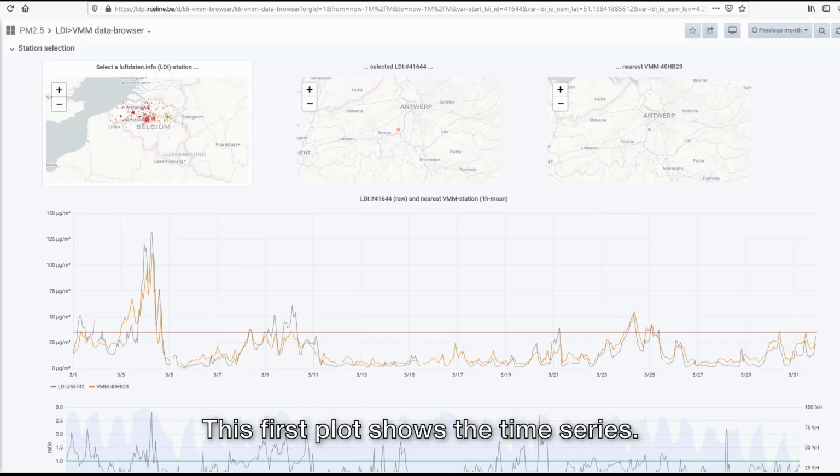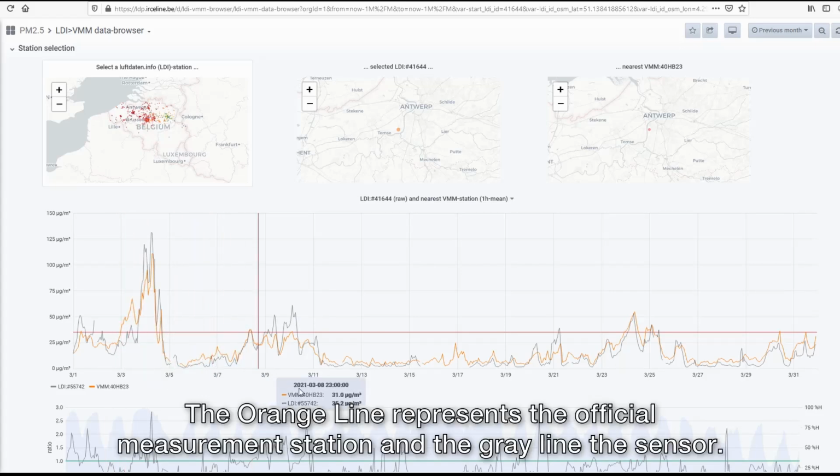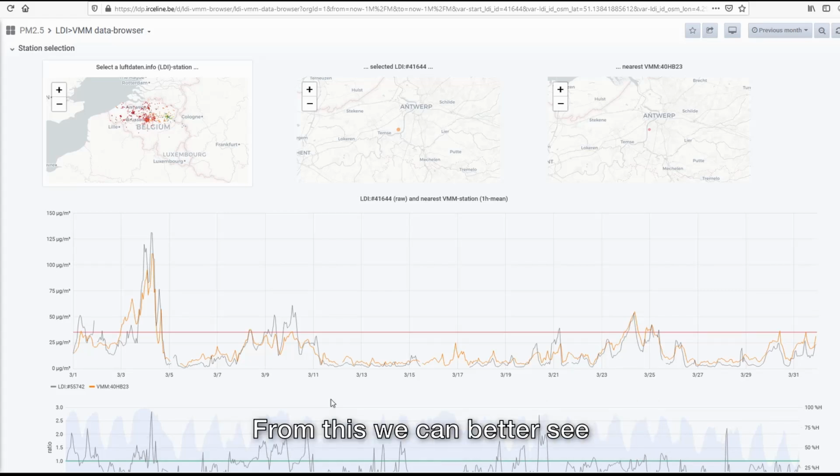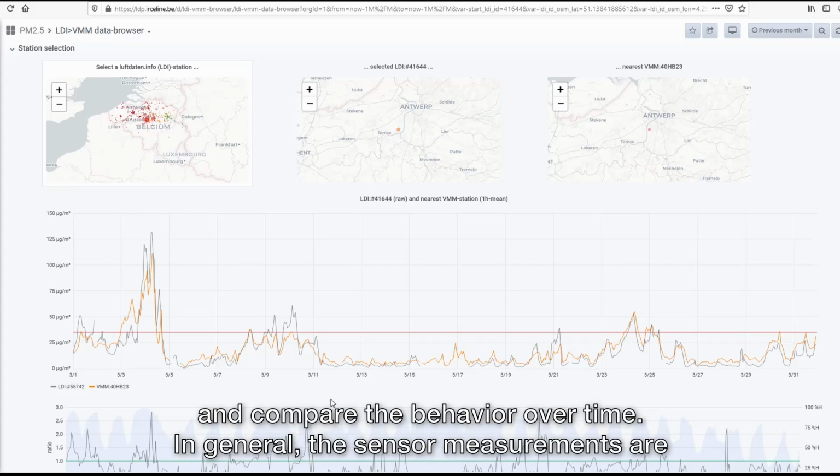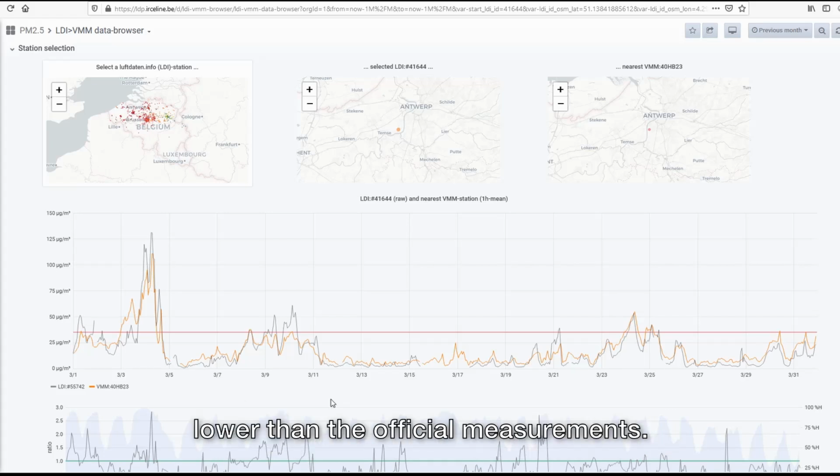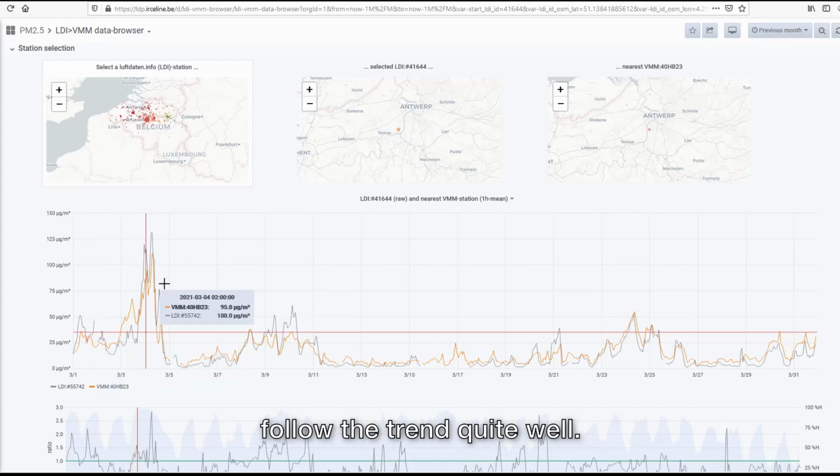This first plot shows the time series. The orange line represents the official measurement station and the gray line the sensor. From this we can better see and compare the behavior over time. In general, the sensor measurements are lower than the official measurements. Most of the time it does seem to follow the trend quite well.